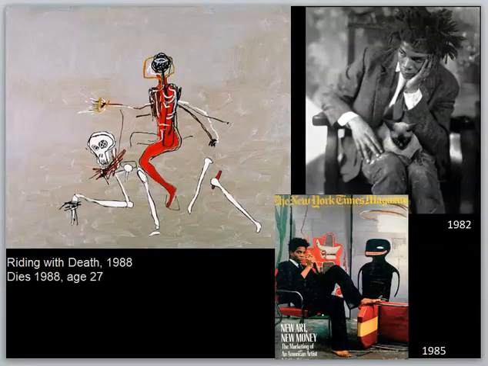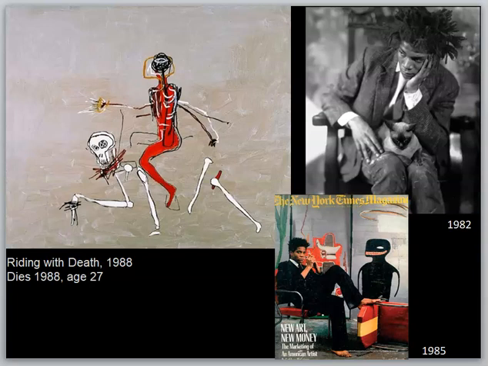Basquiat does sell his first picture in 1981. By 1982, he's in hot demand in New York City. That demand is going to continue to grow, fueled by a desire to acquire neo-expressionist paintings. By 1985, his picture is going to be on the cover of New York Times Magazine.